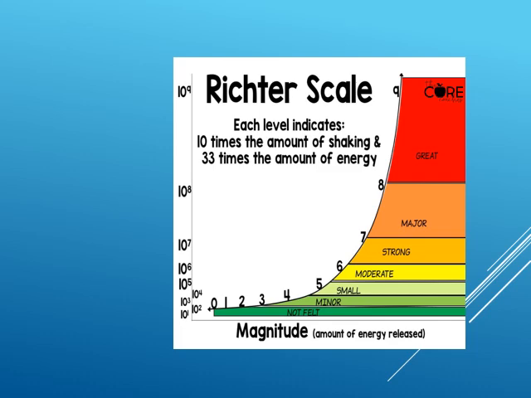So on a 1 to 9 scale, a magnitude 7 quake is 10 times more powerful than a magnitude 6 quake, 100 times more powerful than a magnitude 5 quake, 1000 times more powerful than a magnitude 4 quake, and so on.